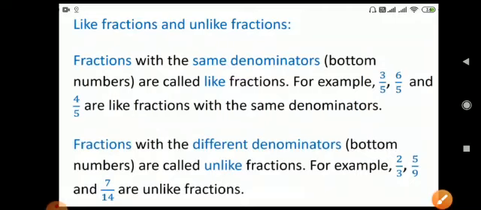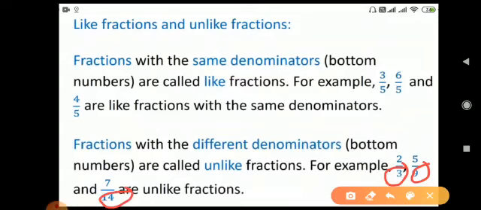Fractions with different denominators are called unlike fractions. For example, 2 upon 3, 5 upon 9 and 7 upon 14 are unlike fractions. Here you can see in these fractions the denominators are different. So, these fractions are called unlike fractions.